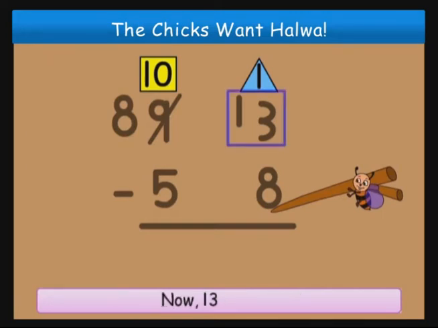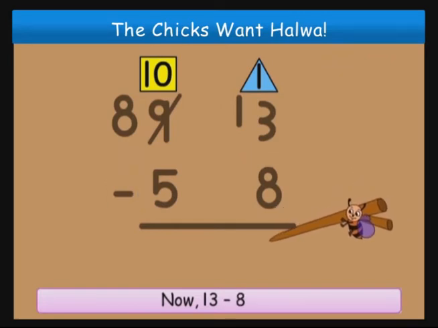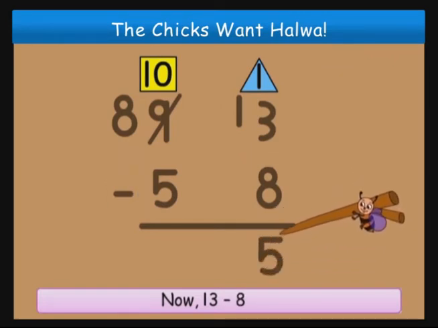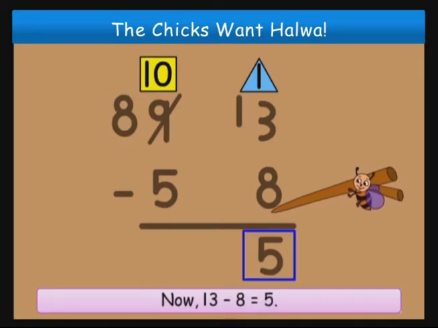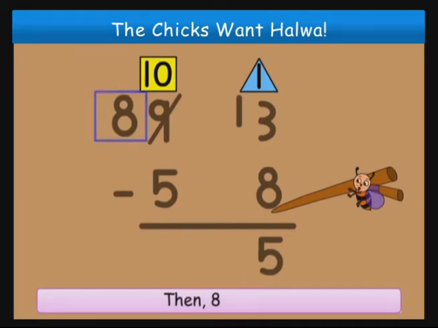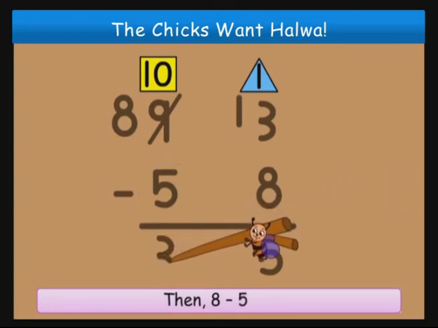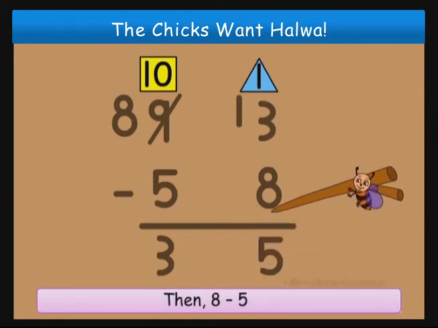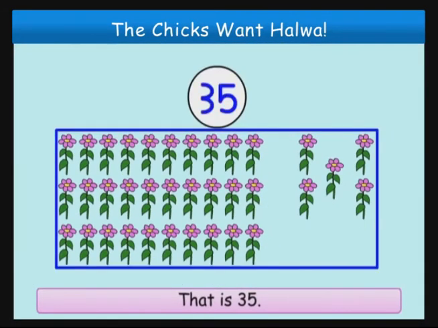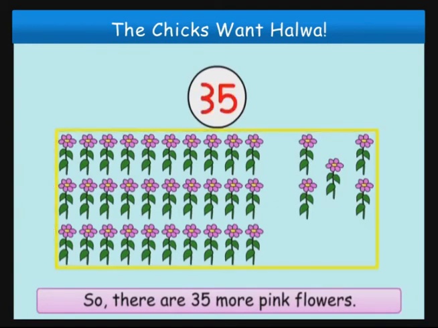Now 13 minus 8 equal to 5. Then 8 minus 5 equal to 3. That is 35. So there are 35 more pink flowers.